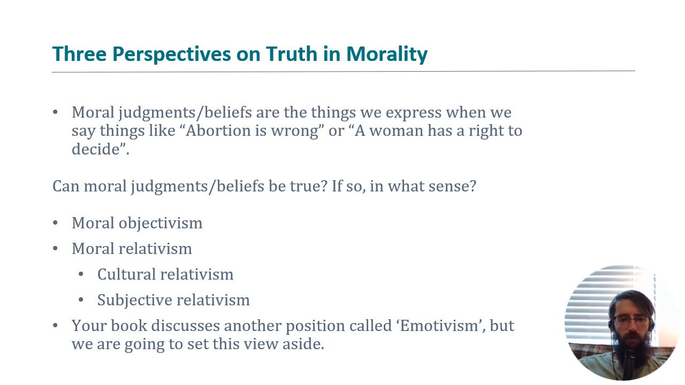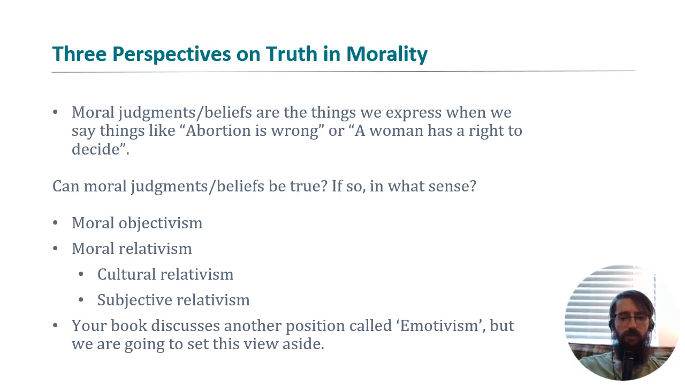And so in this chapter, we're going to wonder, can those beliefs or judgments be true? And if so, in what sense can they be true? So we're going to take a look at three views in particular. The first view is called moral objectivism. The second view is called moral relativism. And there are two specific versions of relativism that we're going to consider in this chapter. The first is called cultural relativism, and the second is called subjective relativism. So those are the three views: moral objectivism, cultural relativism, and subjective relativism.